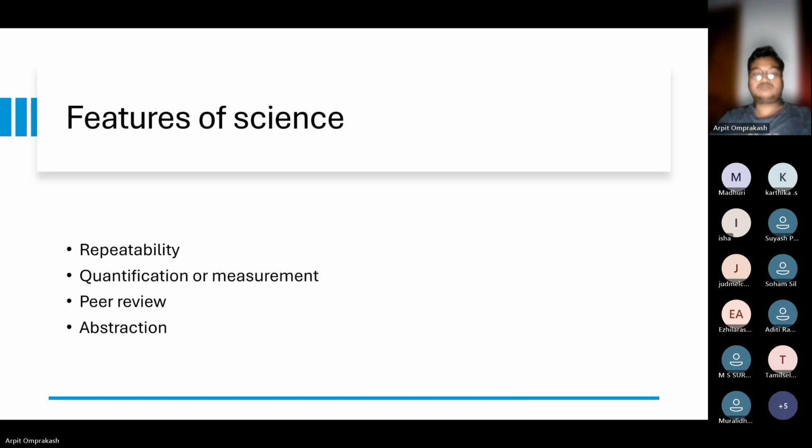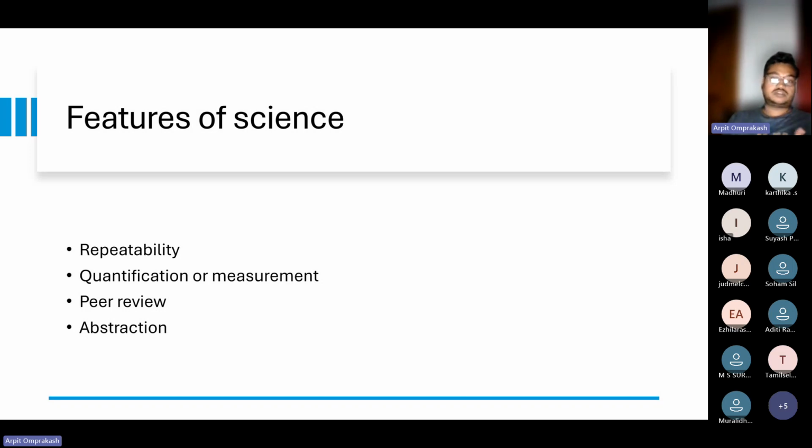Basically, let's say we want to see if there's a difference in height between two species of apes or something, then we can always quantify the height or take a measurement of the height and so on, right? So anything that we are trying to test in science should be quantifiable and measurable.